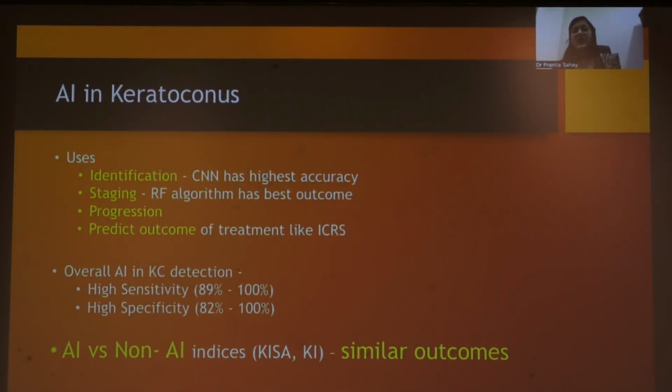So keratoconus identification, staging, and progression all can be done with the help of artificial intelligence. Also, prediction of visual and refractive outcomes of treatment like intracorneal ring segments has also been described with artificial intelligence. Overall, a high sensitivity and specificity has been reported for keratoconus detection with AI. Also, some studies have compared AI with non-AI indices, that is the KISA and the keratoconus index, and reported similar outcomes between the two.